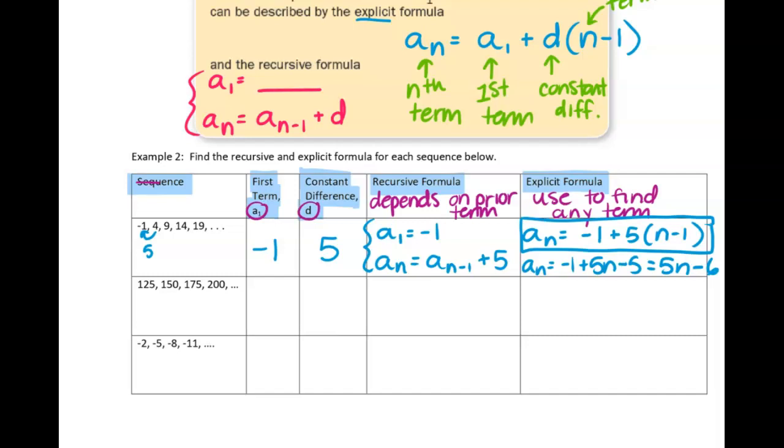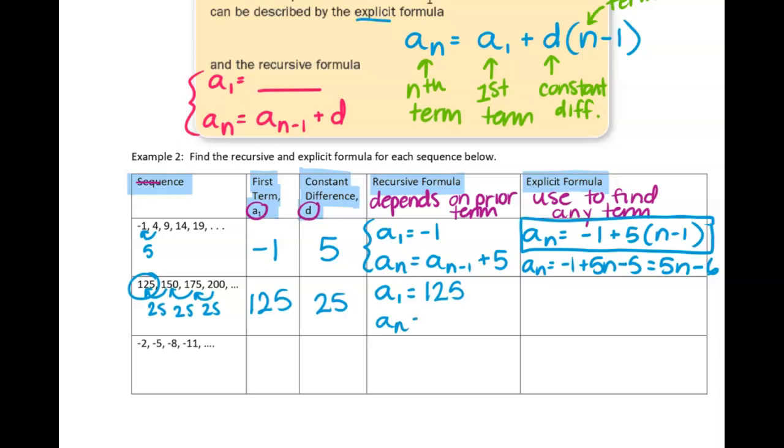For this next one, 150 minus 125 is 25. 175 minus 150 is 25. So our constant difference is 25. First term in the list is 125. Recursive, start with a sub 1, because that's basically how you derive the whole sequence if you wanted to do it one by one and just keep adding the constant difference. First term was 125.